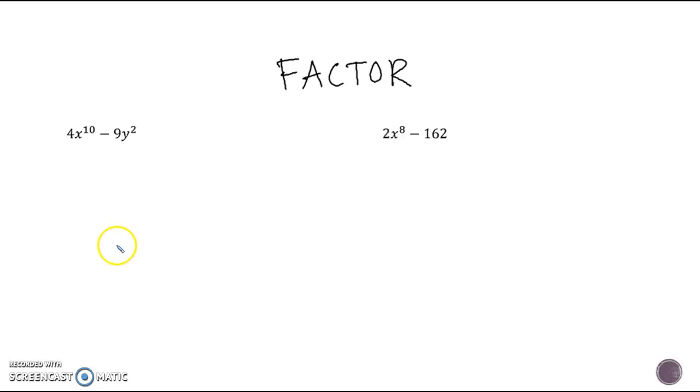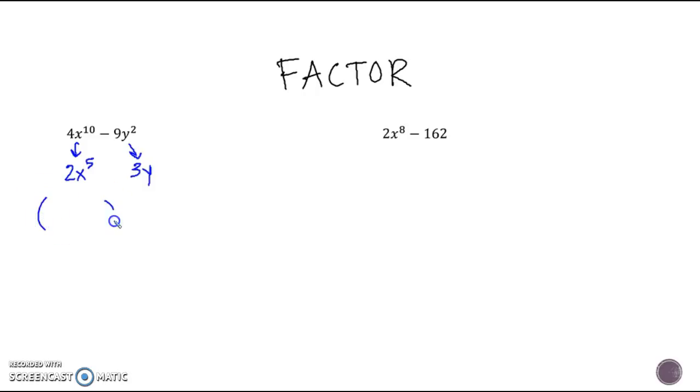Then I've got 4x to the 10th minus 9y squared. So I've got to look for a GCF. One's x, one's y, 4 and 9, so I don't have one. 2 terms, I'm looking for difference of squares. So I've got to have subtraction, which is subtraction, and I've got to have perfect squares. 4 and 9 are both perfect squares, and if it's a variable, it's got to have an even exponent, which both of these do. The square root of 4x to the 10th is 2x to the 5th. Just cut your exponent in half. Square root of 9y squared is 3y.